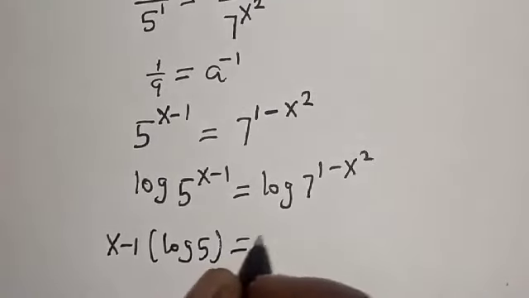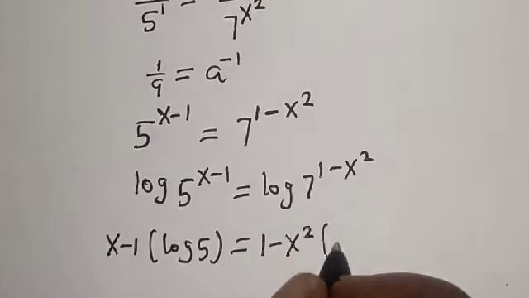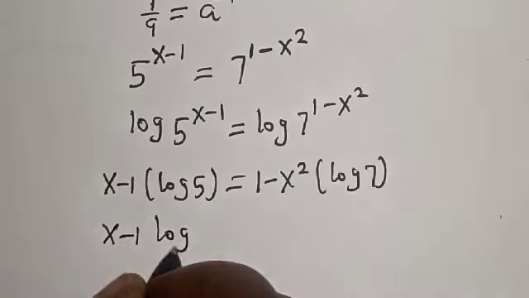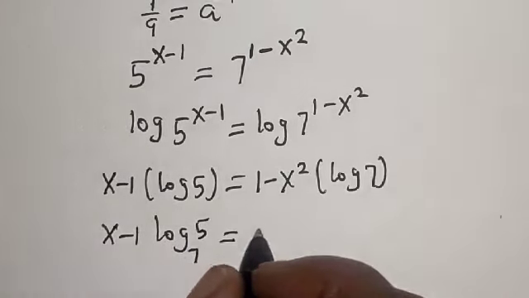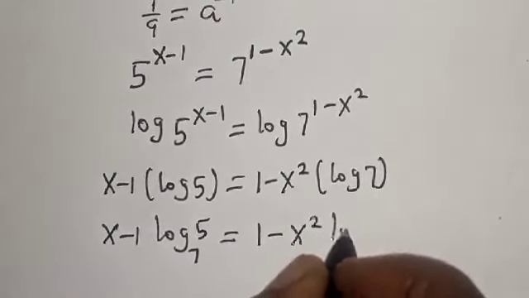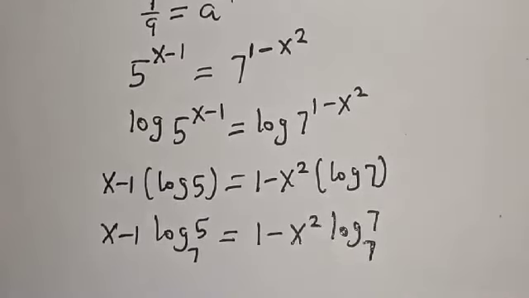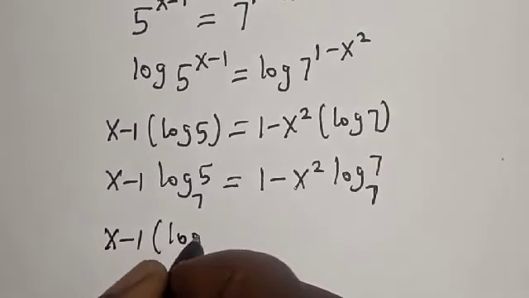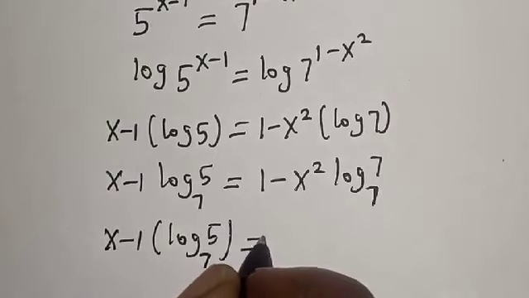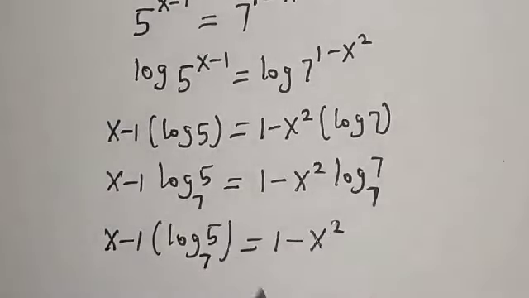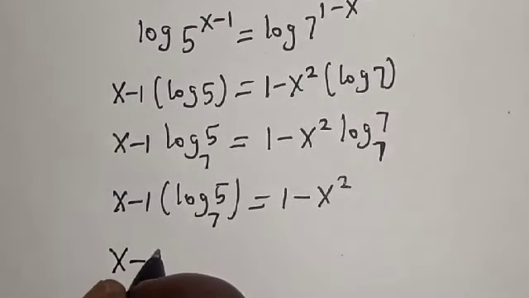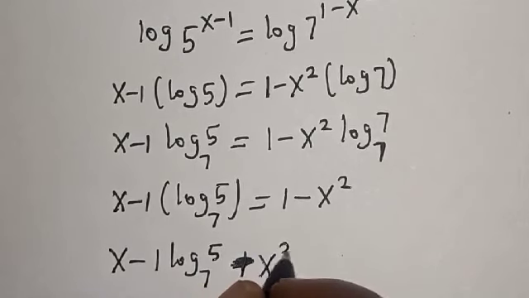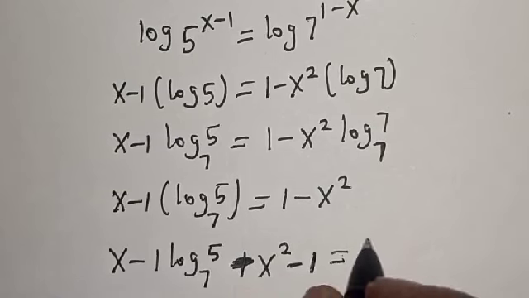Then this is x minus 1 log 5 is equal to 1 minus x squared log 7. We have x minus 1 log 5 base 7 is equal to 1 minus x squared log 7 base 7. Now log 7 base 7 is 1. We have x minus 1 log 5 base 7 is equal to 1 minus x squared. Let's equate everything to 0. We have x minus 1 log 5 base 7 plus x squared minus 1 is equal to 0.